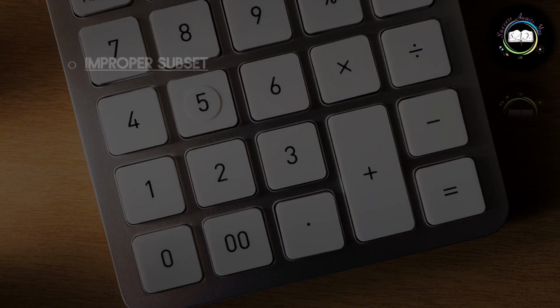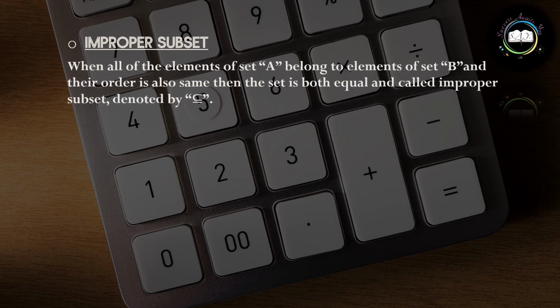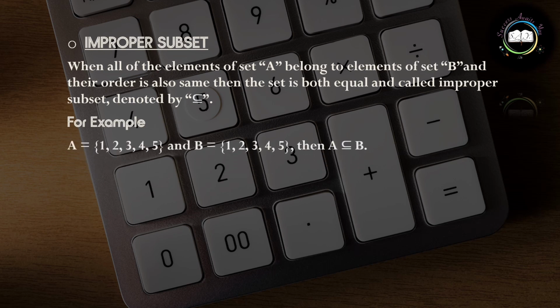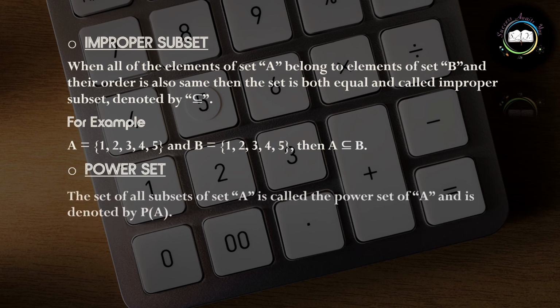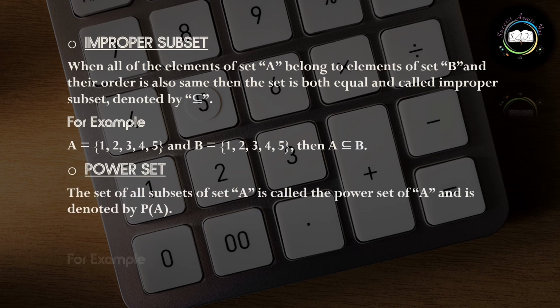Second type of subset is an improper subset, meaning that 2 sets have the same elements and they are also equal. For example, set A has elements 1, 2, 3, 4, 5 and set B has also elements 1, 2, 3, 4, 5, making them an improper subset of each other.